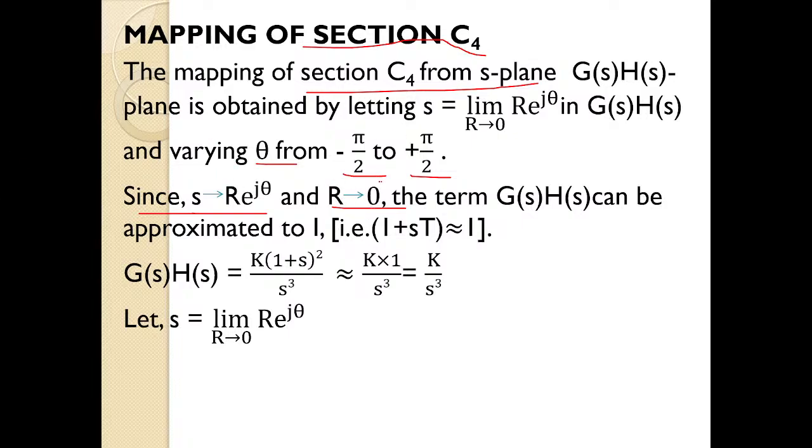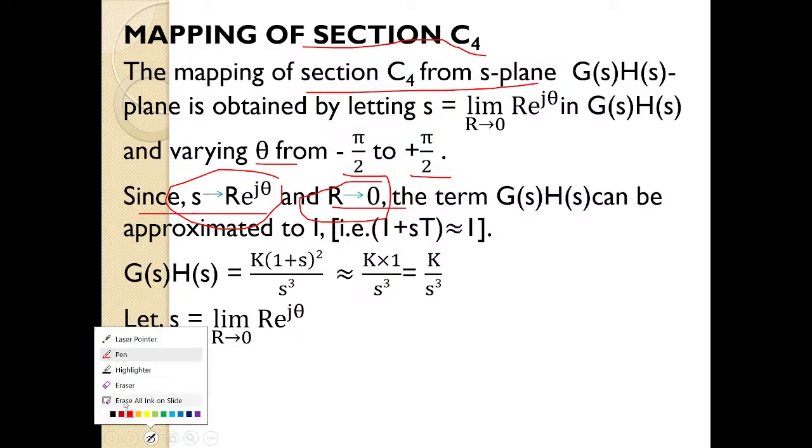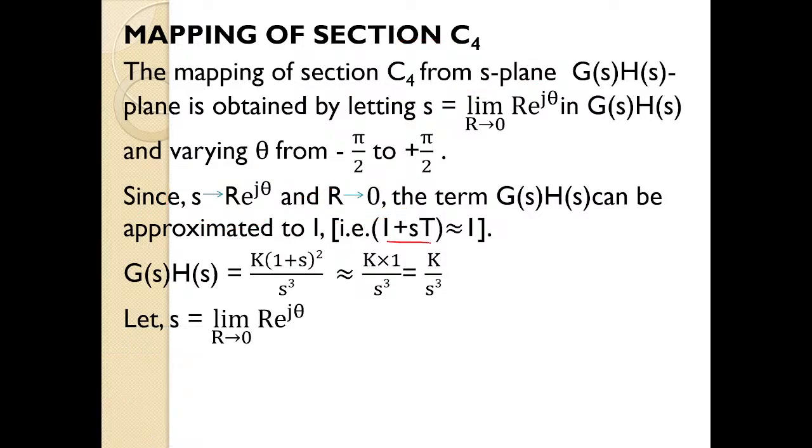So as R tends to 0, what about S? S tends to 0 e power j theta. So S tends to 0, R value is 0. So S value is very, very low. Since S value is very, very low, if there is any basic factor, first order numerator or denominator factor in your given G of S H of S loop function, then in that basic factor S is very, very small, therefore ST will be very, very small when compared to 1. So 1 plus ST, you can replace 1 plus ST by 1 because S is very, very small.